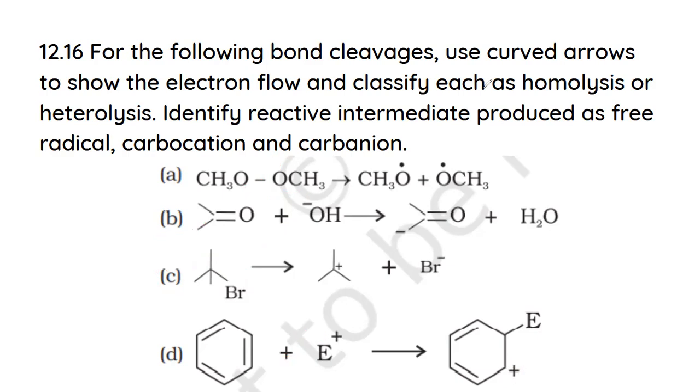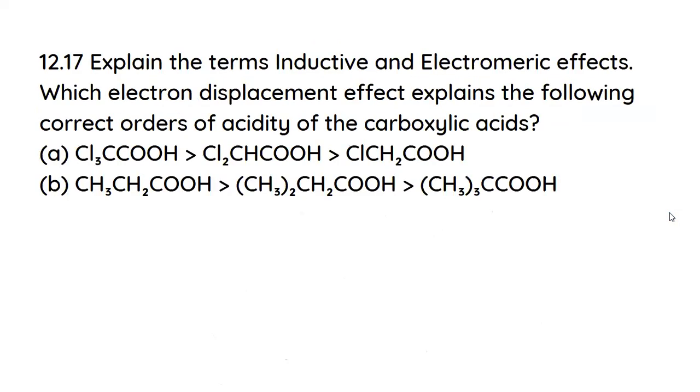So we discussed the arrow and what it means. A half-headed arrow is always homolysis, and the double-headed arrow is heterolysis. Explain the terms inductive and electromeric effects. We learned about electromeric and inductive effects in the previous videos, so I'm just going to give a brief idea.